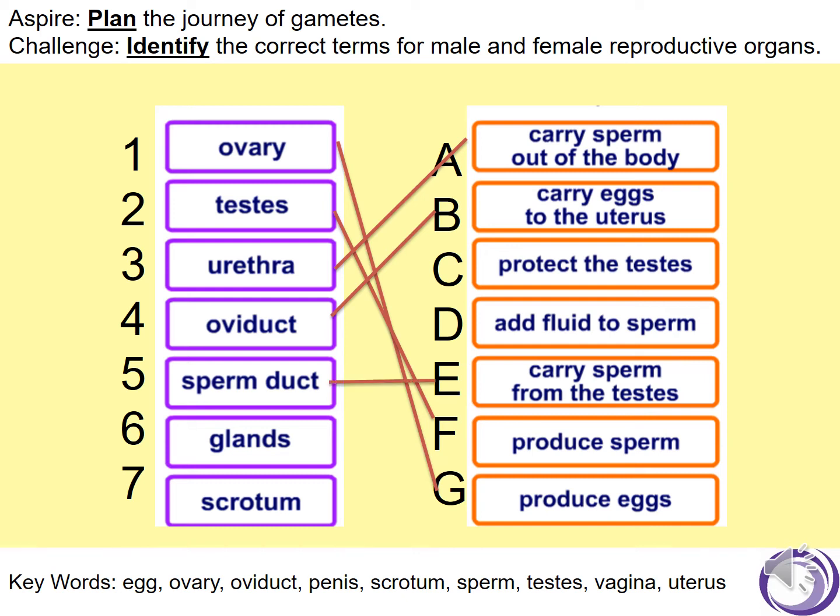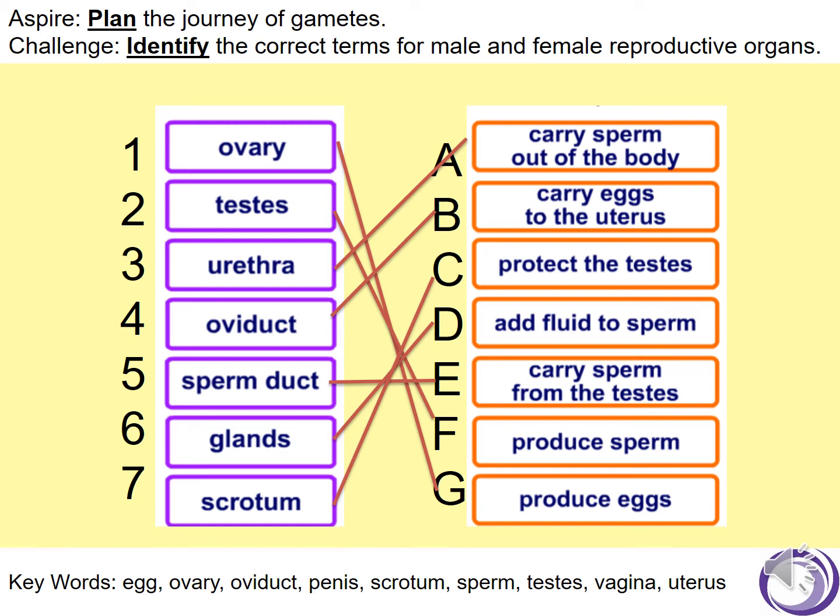Number 5, the sperm duct, is E. It carries sperm from the testes. Number 6 is called the glands. It adds fluid to the sperm. That makes the semen. And finally, the scrotum, which protects the testes. And that finishes number 7 with D.